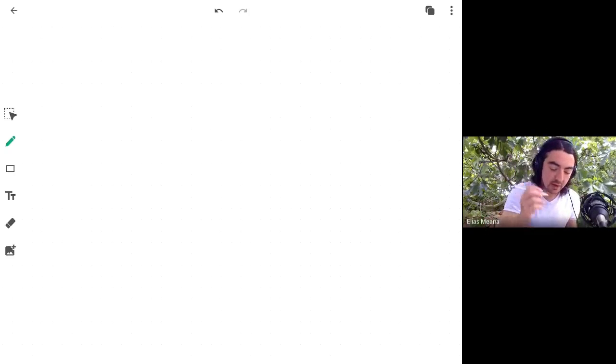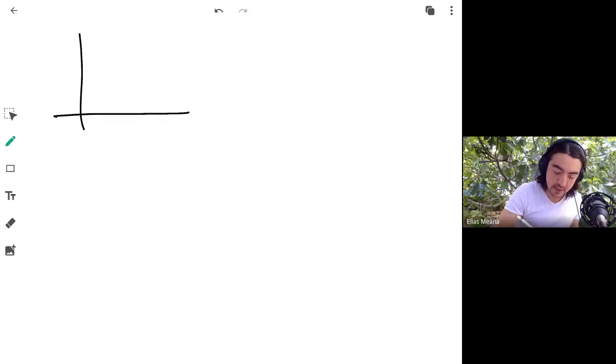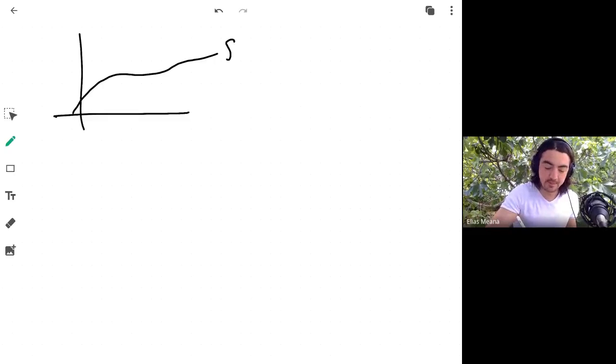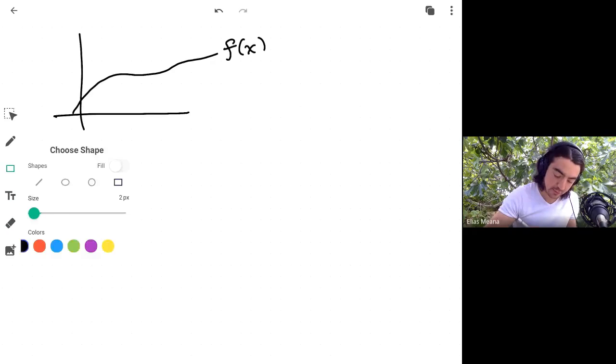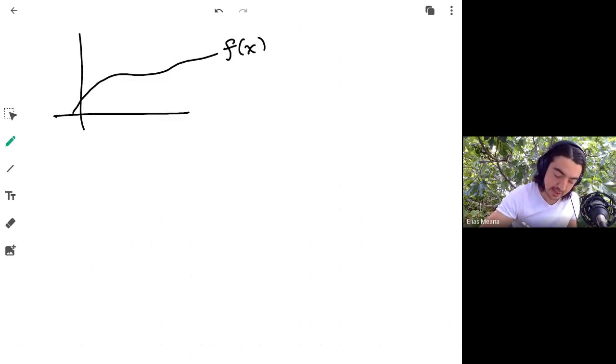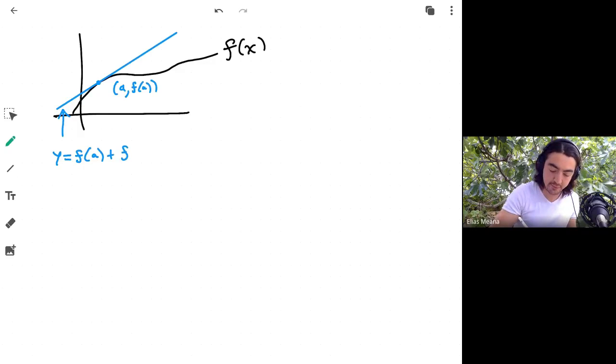But let's recap. So we had said, for any function, let me draw a function real quick. If we've got any function that looks like this, this is f of x. We can find the tangent line to that function. I've actually got a little tangent line tool here. So we can find the tangent line to that function, let's say at a point right here, and we were calling that point a, f of a. And we said that tangent line is given by the equation y equals f of a plus the first derivative of a times x minus a.